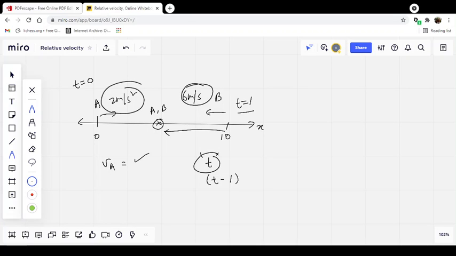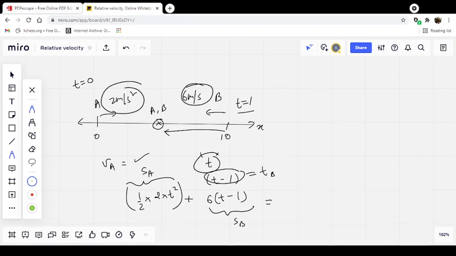So what would be the distance traveled by A? The distance traveled by A would be half acceleration into time taken t squared, plus the initial velocity, which is 0, times t. Let us mark this with SA. Its initial velocity is 0. Now the distance traveled by B, we are talking in distances, would be simply 6 into t minus 1. Its speed is 6, and the time available with B is t minus 1. So it would travel this distance.